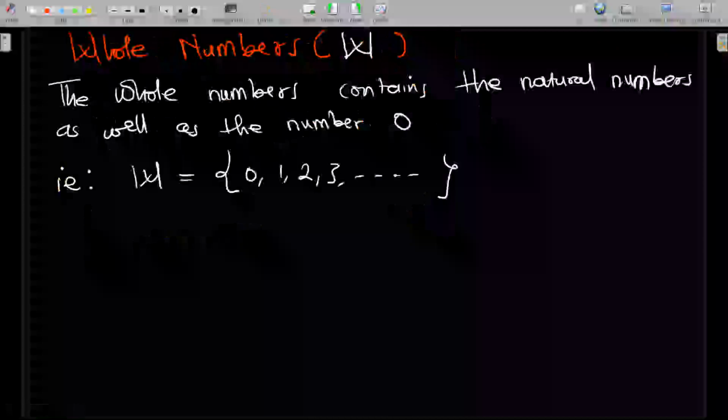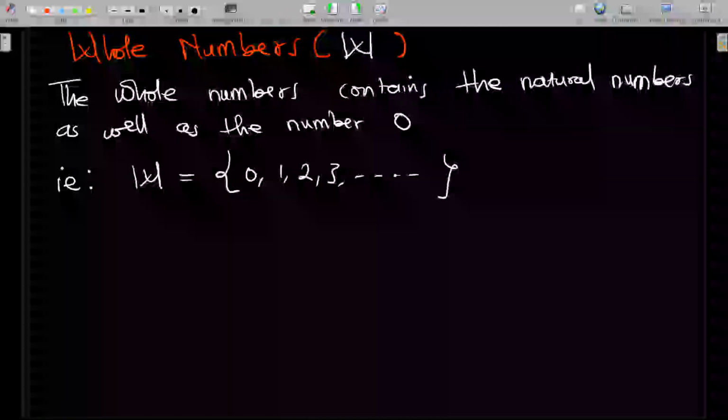Like I said, this is just a quick review. When we talk about whole numbers, the whole numbers contain all the natural numbers and also the value 0. So 0 is actually a number. When you include 0 in the natural numbers, then you have the whole numbers. Very simple like that. From 0, 1, 2, 3 going on, then you have whole numbers.